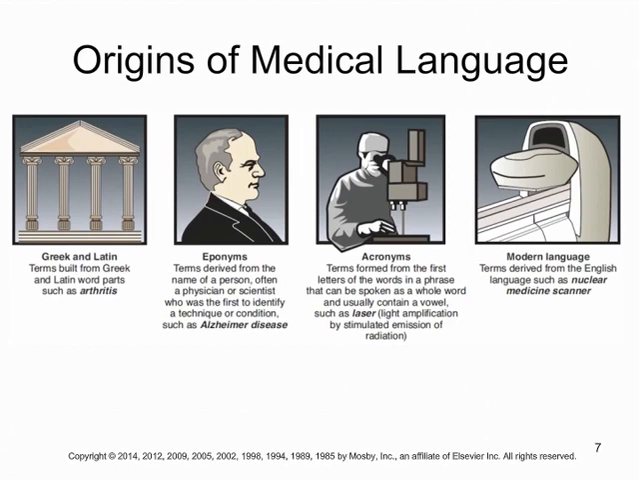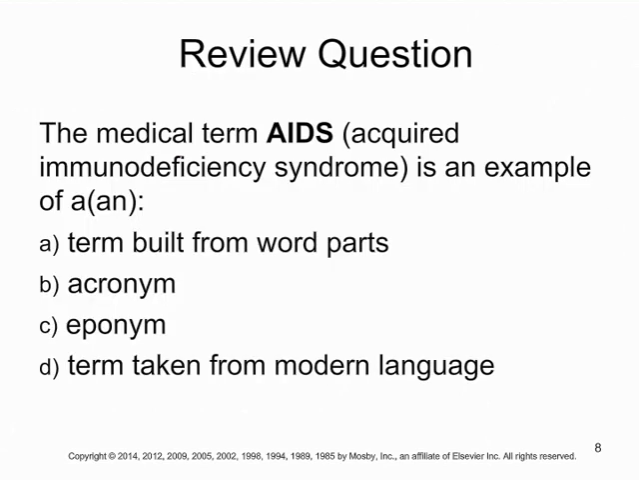memorize. They're not as easy to mix and match and put together as ones built from Latin and Greek word roots. Throughout these PowerPoints, I mixed in some review questions that help you to review along the way as you're learning this material. So this one is talking about AIDS as an example of which one of those types of categories that I just mentioned. And hopefully you came up with B, an acronym. So we took the first letter of each one of the words and put it together, and that's how we got AIDS in place of acquired immunodeficiency syndrome.